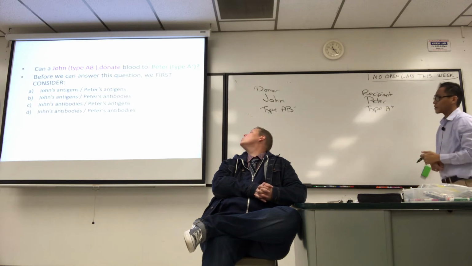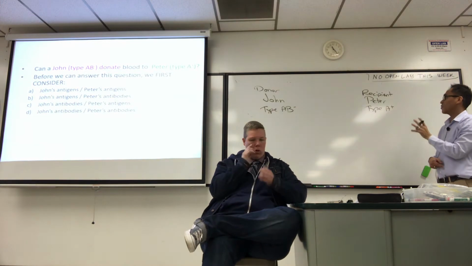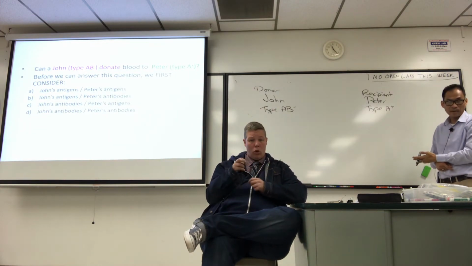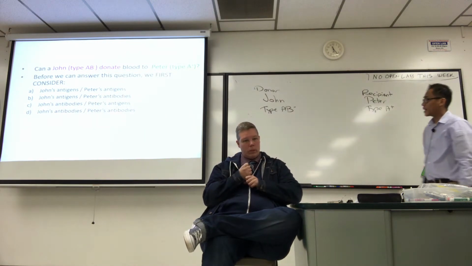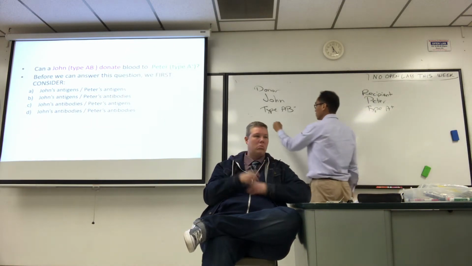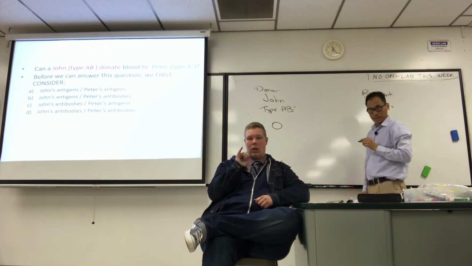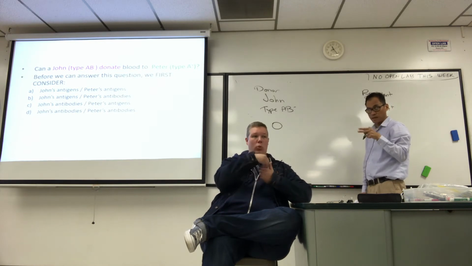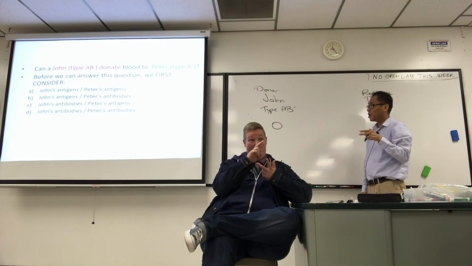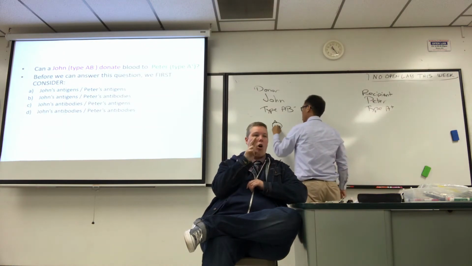So I always go through the exercise myself. Okay, how do I figure this out? Can John safely donate to Peter? That's the question, right? Because we called one donor, one recipient, so we know who's who. Which antigens are present in John's blood type? The A, the B. What about the RH? No, because he's negative. So I want to draw my triangles.